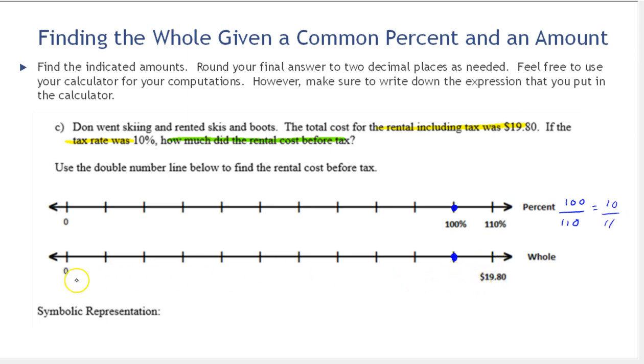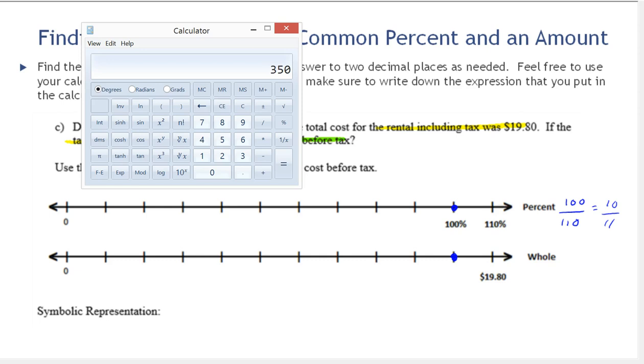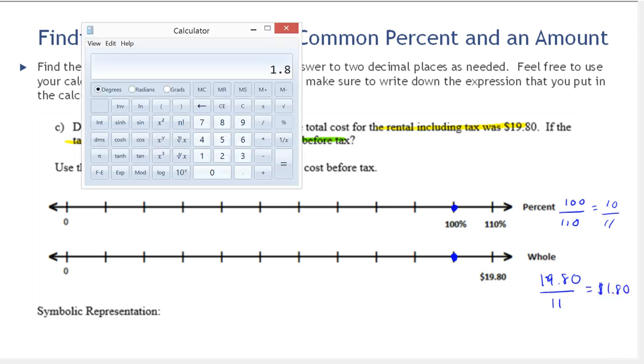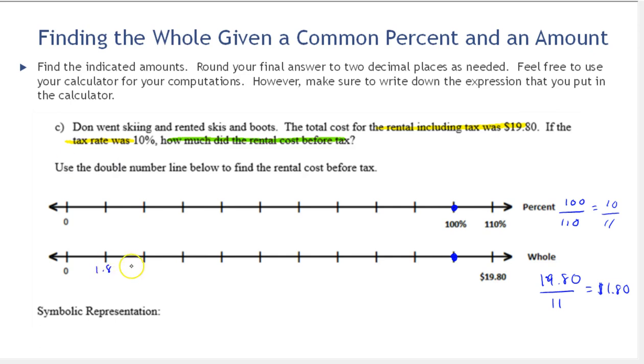Okay. Now that's what we're going to do here. So this is broken into 11 pieces up to 1980. Each of them is a 10%. So divide the 1980 by the 11 equal pieces and we get $1.80. So 1980 divided by 11 is $1.80. Okay. So each one of these 10% is $1.80.